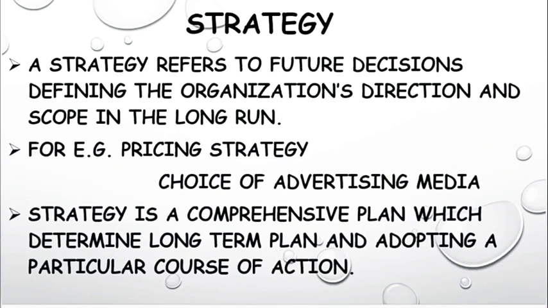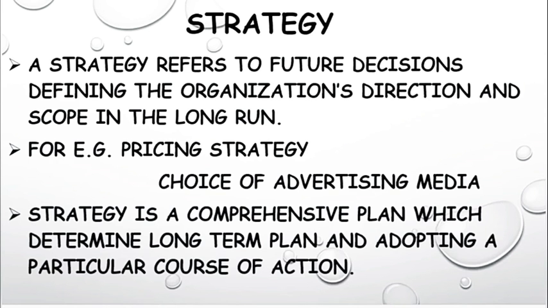For the next category of plan, we have strategy. A strategy provides the broad contours of an organization's business. It also refers to the future decisions defining the organization's direction and scope in the long run. Thus, we can say that strategy is a comprehensive plan for accomplishing an organization's objectives.